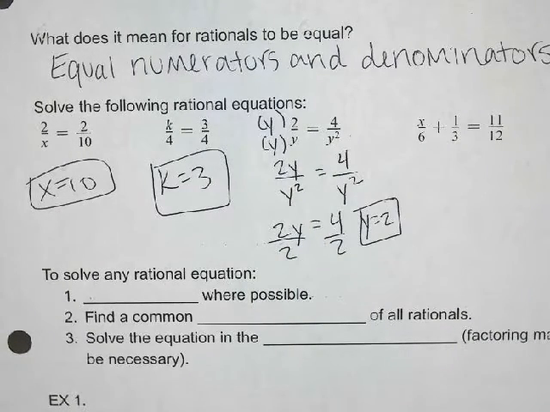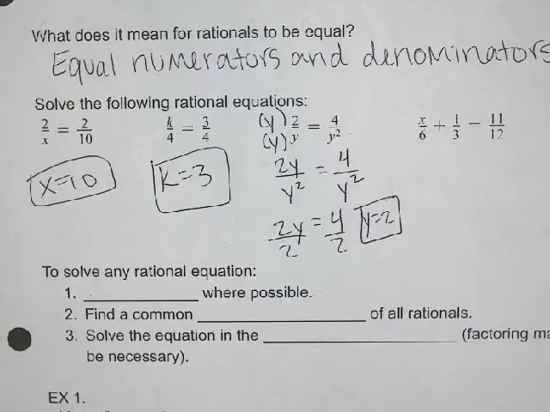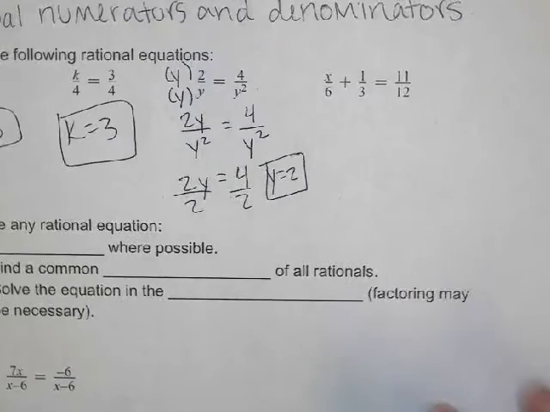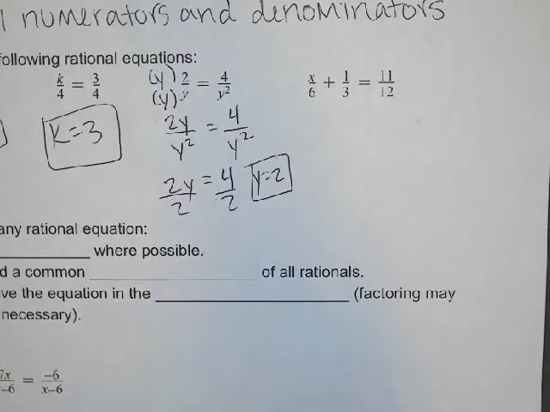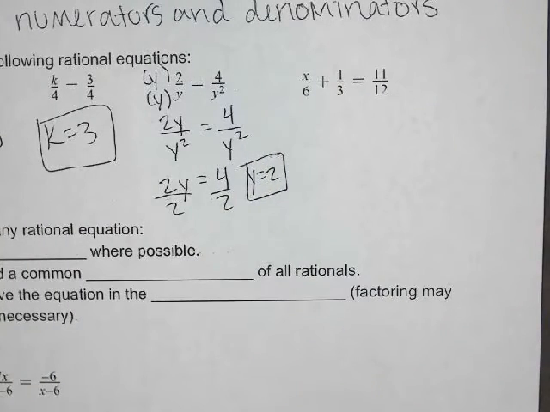And if you wanted to verify that, plug it in. What is 2 divided by 2? 1. And if I plug it in here, well, 2 squared is 4. 4 divided by 4 is also 1. It makes it true. You're finding the variable that makes sense. All right, the next one, a little bit different because now we got fractions adding, and the sum of these is equal to 11 over 12.